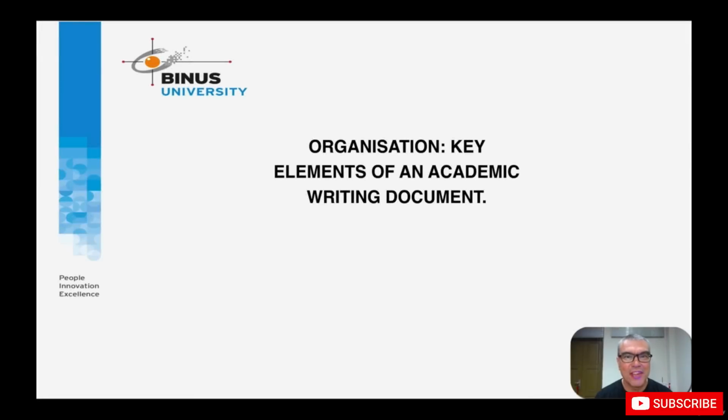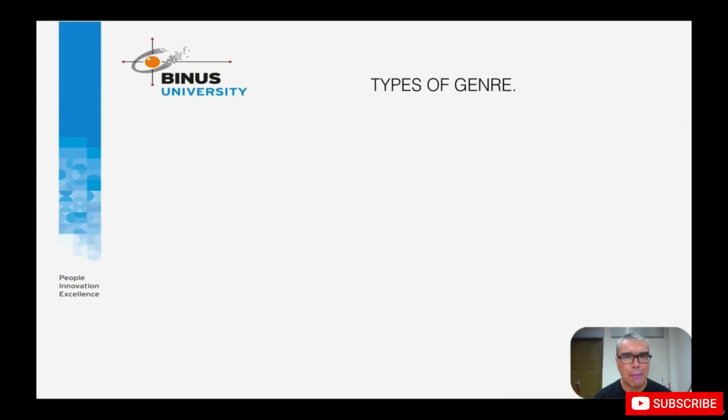Okay, so this unit is all about organization. And in this lesson, I'm going to be talking about the key elements of an academic writing document that you will probably need to include. So let's go in and let's talk about the types of genre. So academic writing consists of a number of different types of document that you might write. Let's just have a look at the examples of the kind of documents that are part of academic writing.